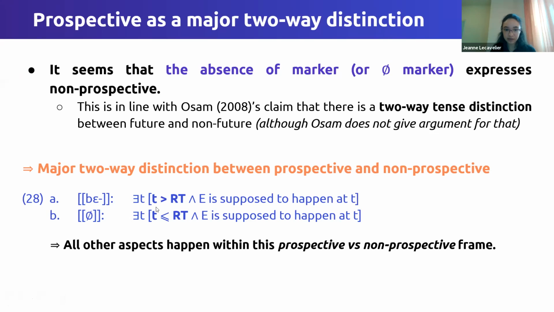So that B would code that there was a time after the reference time such that the event is supposed to happen at T, and the null marker would express that there was a time before or corresponding to the reference time such that the event is supposed to happen at T, and all of the aspects then would happen within this frame of prospective versus non-prospective.